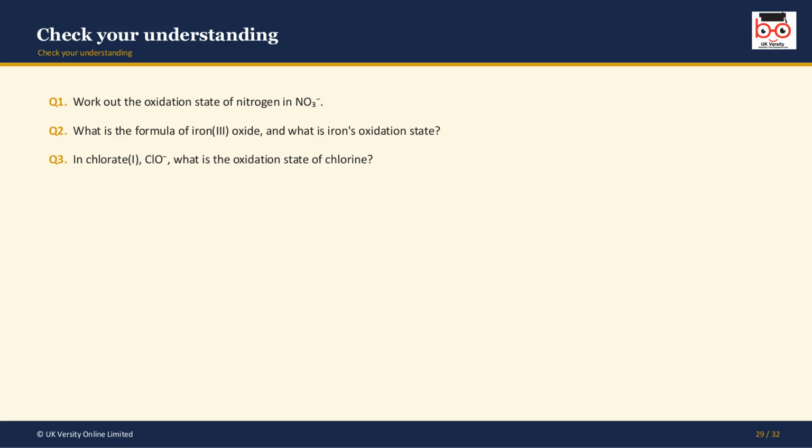Let's finish with a check. Can you work out the oxidation state of nitrogen in the nitrate ion? What's the formula of iron 3 oxide, and what's iron's oxidation state in it? And in chlorate 1, what's the oxidation state of chlorine? Give those a go before you wrap up the unit.